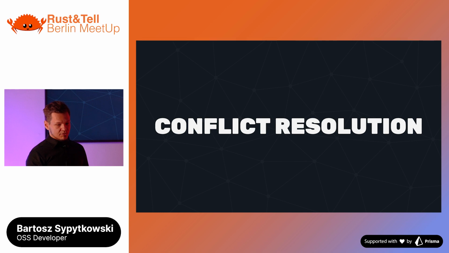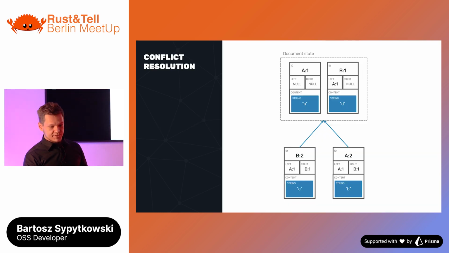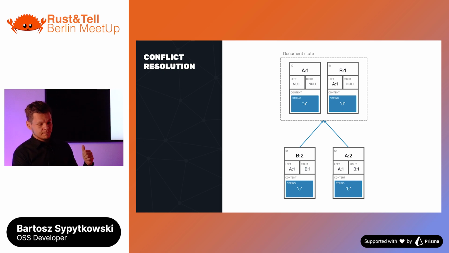Okay, so how does the conflict resolution look in that case? Given the example from the beginning, we have an already existing document with two blocks A and D, and we want two peers, A and B, to insert something at the same position. They've created those updates before they've got the update of another peer, so this operation happens concurrently.